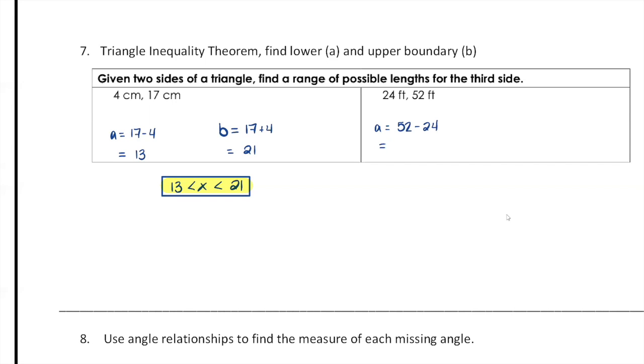52 minus 24? 28. And then B is the sum. So 52 plus 24, 76. This is why I got y'all around. Y'all are like the best calculator ever. So our third side, X, must be greater than 28, but less than 76.